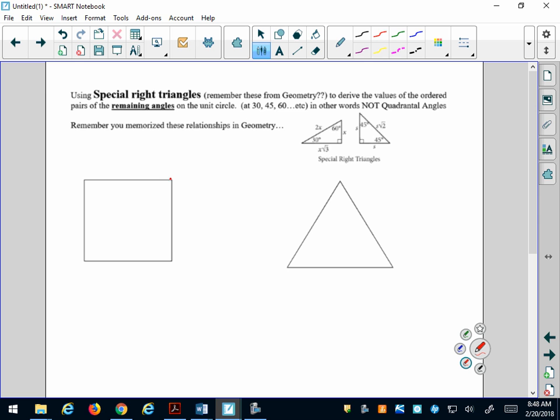Again, we can derive these from these special right triangles. This is an equilateral triangle right here. This is a square right here. If you cut a square in half, you get a 45, 45, 90 triangle. If you cut an equilateral triangle in half, you get a 30, 60, 90 triangle.